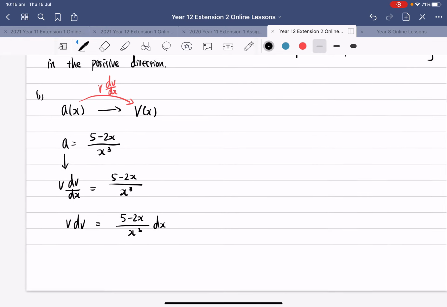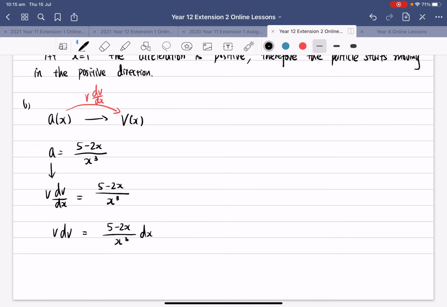Alright, so that gives you, when you integrate both sides, integrate v dv is equal to integrate 5 minus 2x over x to the power 3 dx. Okay, alright, so that should be quite easy to integrate. So that's half v squared. You can plus c here. Remember this is just c1. We'll also have another c2 on the other side.